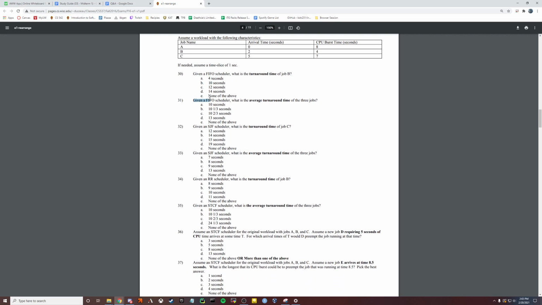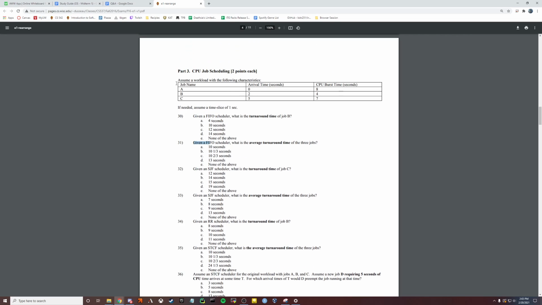31. How do we get to 10 again? So arrival time is 2 seconds. The completion time for A is 8 seconds plus the completion time for B. So 8 seconds plus 4 seconds means it completes at 12 seconds, minus its arrival time of 2 seconds. Okay, that makes sense.